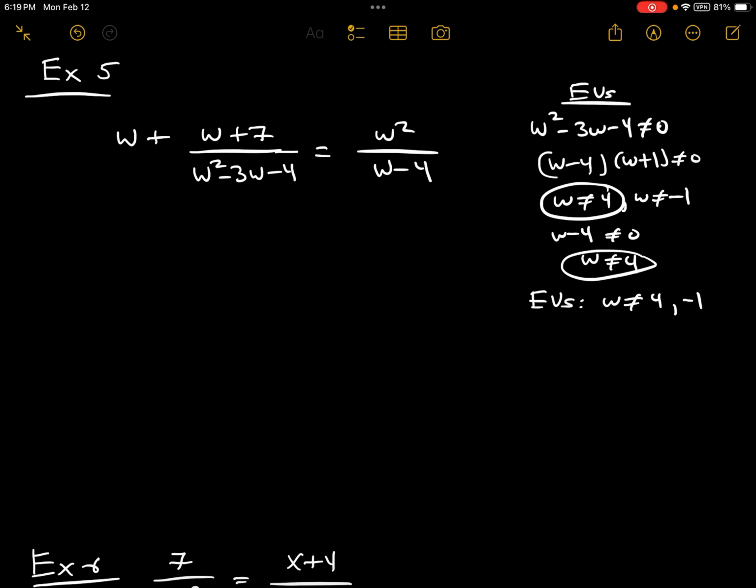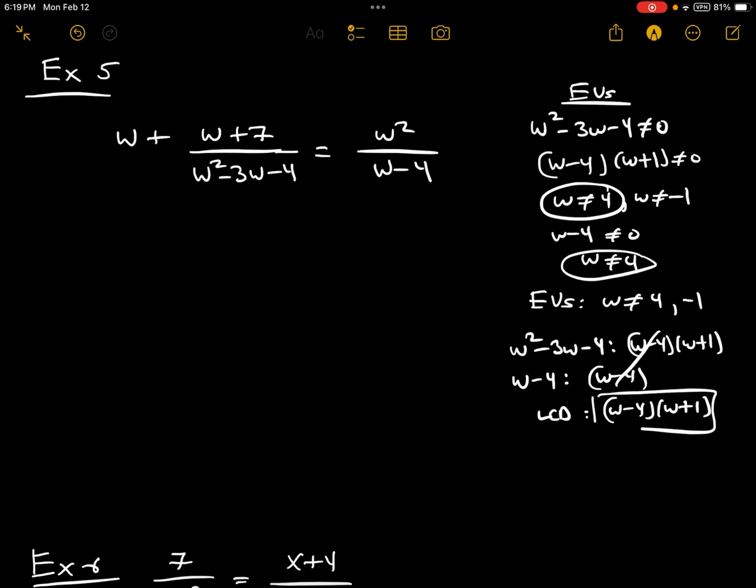If you multiply the LCD times this term, the multiplied trinomial is already just w squared minus 3w minus 4, and I'm multiplying by w. When you multiply it times this term, this is essentially w minus 4 times w plus 1. These terms will cancel out entirely when you distribute into the second term. What's left is a w plus 7. And last but not least, when you multiply the LCD into this term, the w minus 4s will cancel out. You're left with a w plus 1 times a w squared.